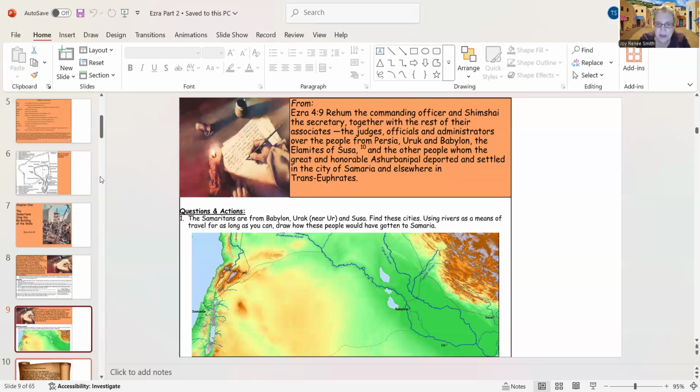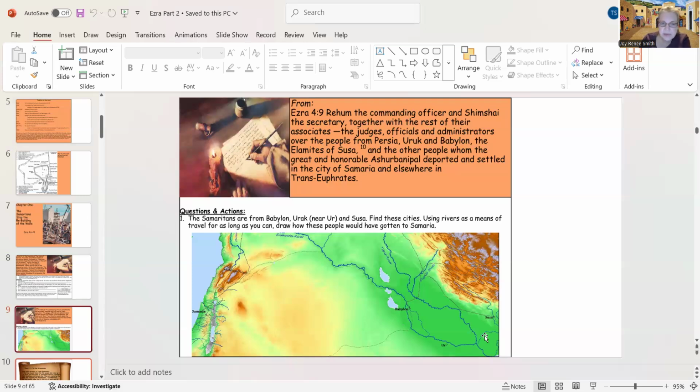Find these cities. Using rivers as a means of travel for as long as you can, draw how these people would have gotten to Samaria. Okay, so we have find these cities: Babylon, Ur, Susa. Susa, of course, is the town that shows up quite often in Esther. That's where the story of Esther exists. It's right there in the town of Susa.